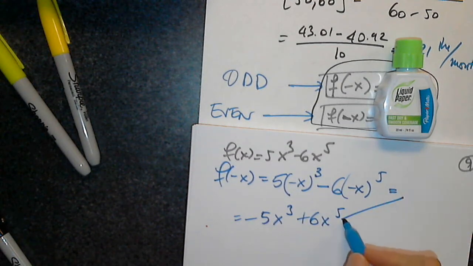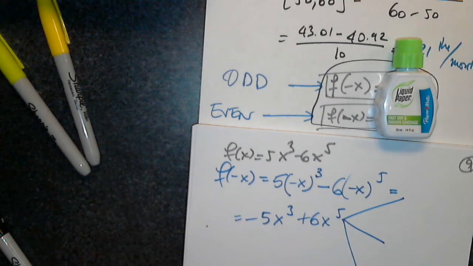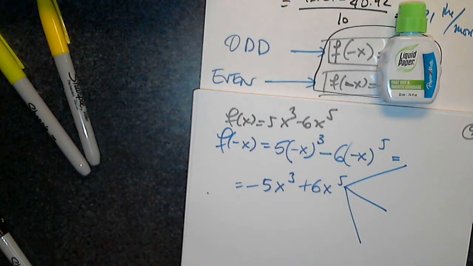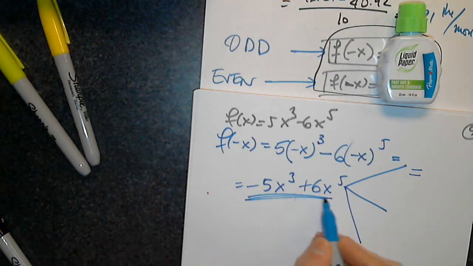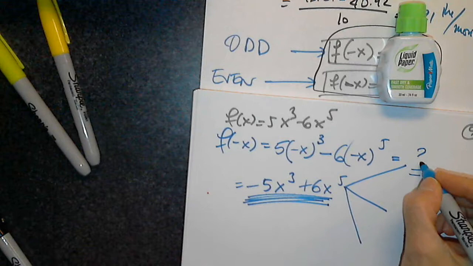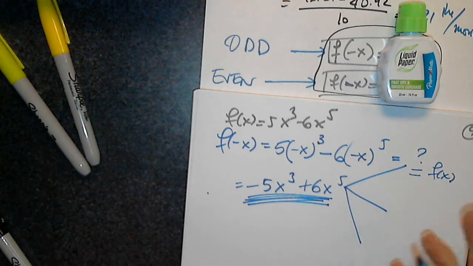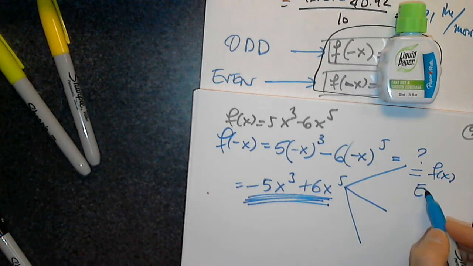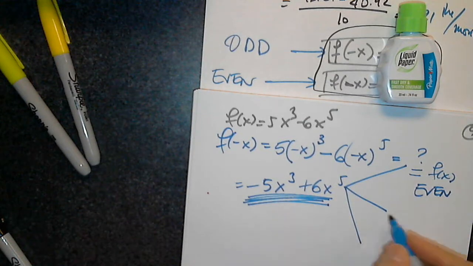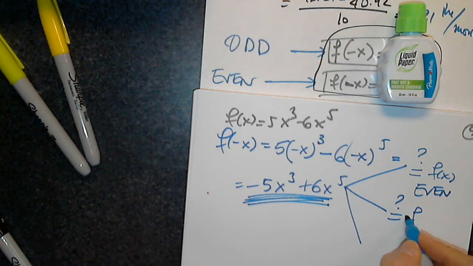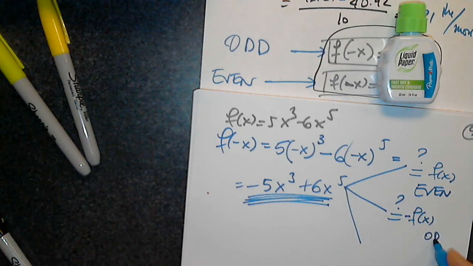So now I have 3 questions that I ask myself. And the answer is yes to only one. The other 2 have to be no. Does this equal f of x? If the answer is yes, I will say even. Does this equal negative f of x? If the answer is yes, I'll say odd. Or none of the above.